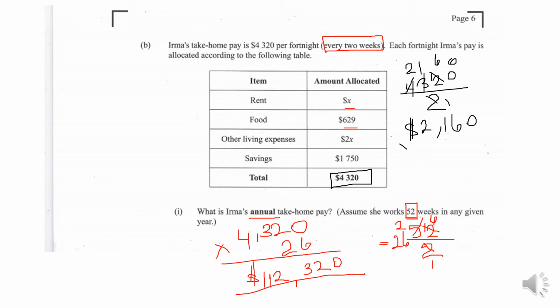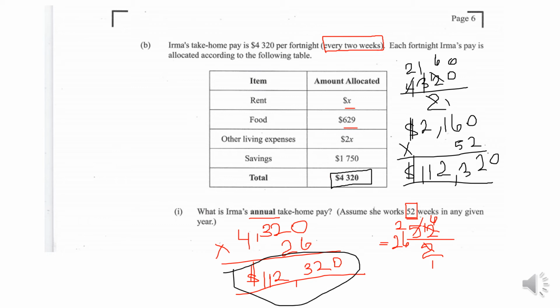Now if we multiply how much she gets in 1 week by 52, are we going to get how much money she gets in a year? Yes, we'll get the same thing. If we multiply 2160 by 52, we are going to get the same answer. So even if you use a different approach, even if you interpreted the question differently, show your working, because as you can see, we are getting the same answer.